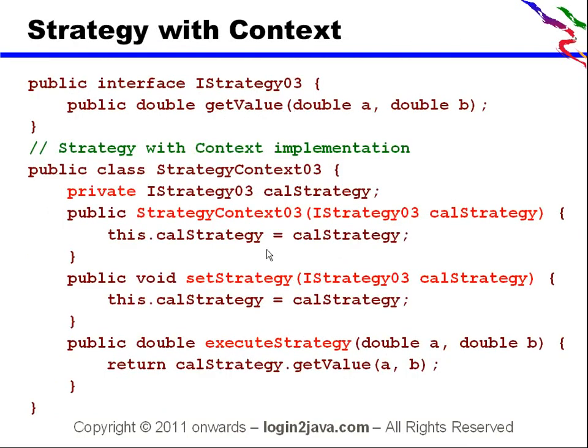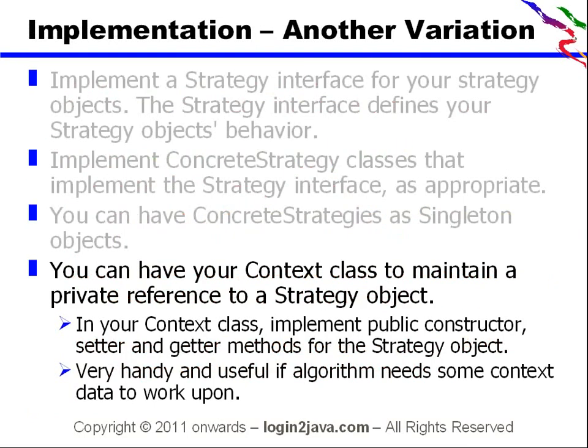Now another variation that can be possible with the strategy, you can have your context class maintain a private reference to the strategy object. Now what is a context class? In your context class, implement a public constructor, and setter and getter methods for the strategy object. This is very handy and useful if the algorithm needs some context data to work upon.